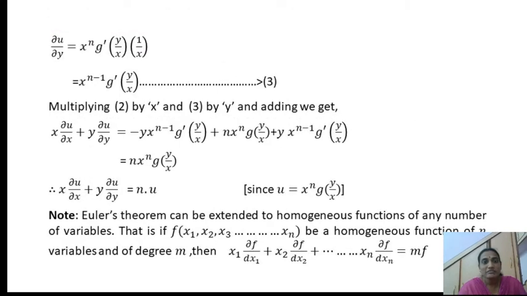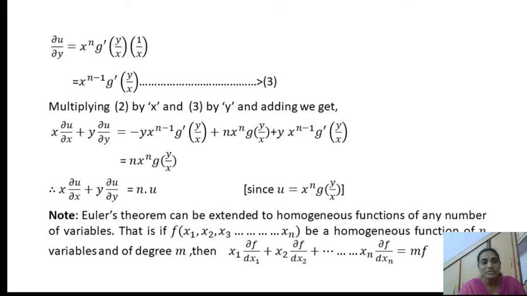Similarly, differentiating with respect to y, ∂u/∂y equal to x^n g'(y/x) into 1/x. Then after simplification, x^(n-1) g'(y/x). Call this equation number 3.